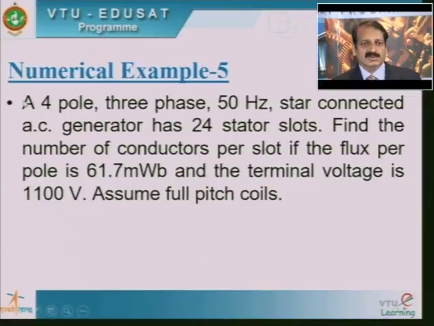Let us consider one more numerical. A 4-pole, 3-phase, 50 hertz star connected AC generator has 24 slots. Find the number of conductors per slot if the flux per pole is 61.7 milliweber. The terminal voltage is 1100 volts. Assume full pitch coils.